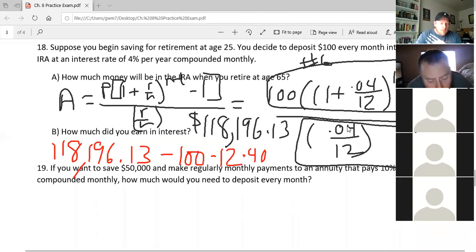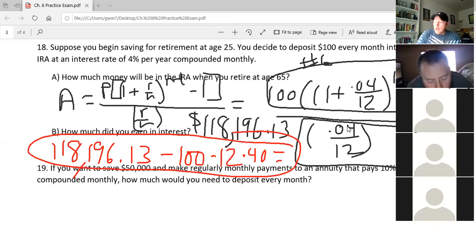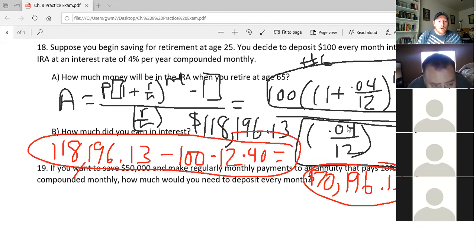So when I plug in the expression in red, I am left with $70,196.13 as the amount of interest that I earned by putting those deposits in. That's a free $70,000, $100 every month. It's probably wise to do some sort of savings like this if you want free money and you want to retire big. So get started on that if you haven't.